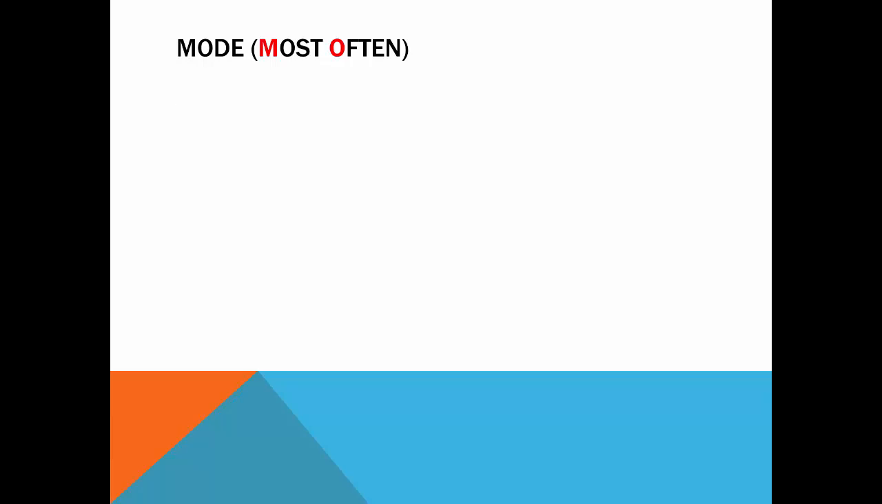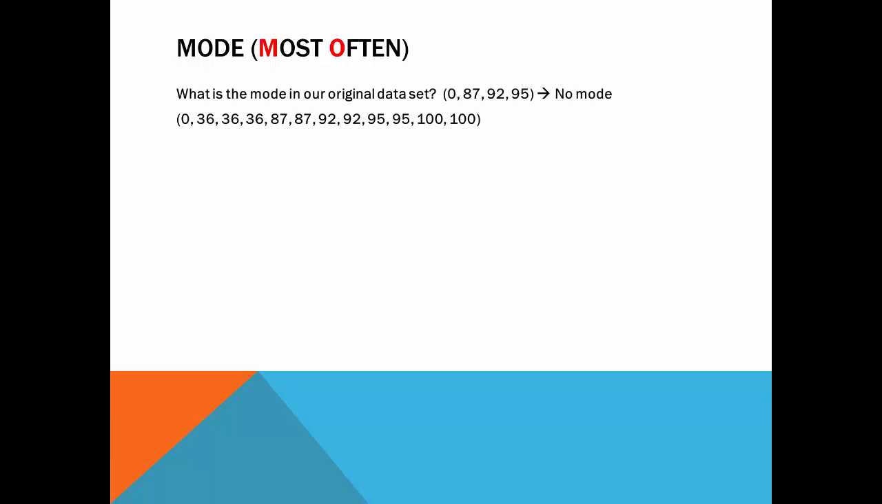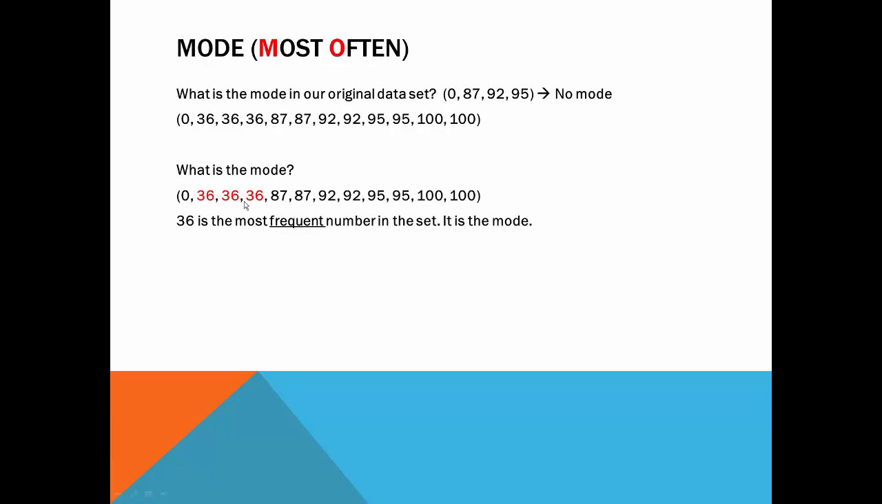Now the mode is the score that occurs most often. Now what is the mode in our original data set? Right? We have 0, 87, 92, 95. There's no mode because nothing occurs most often. However, if we have this nice long data set that I wrote, what is the mode? Well, 36 is the most frequent number in the set, so it is the mode.